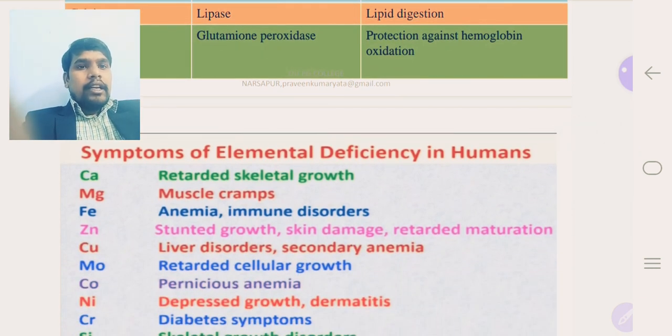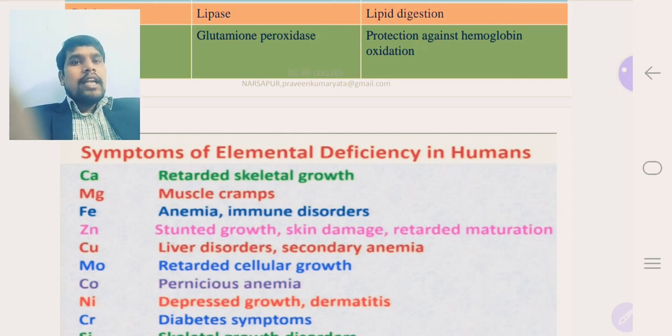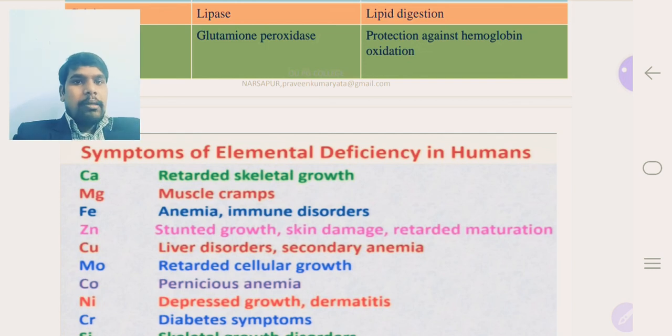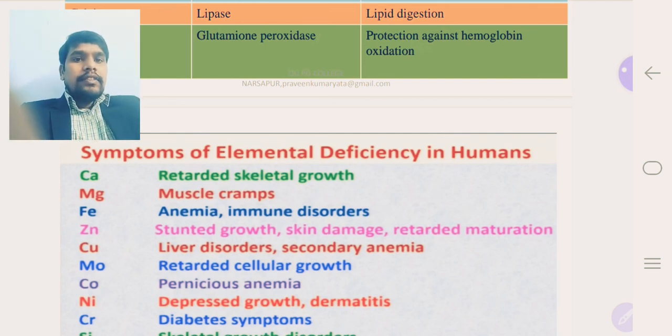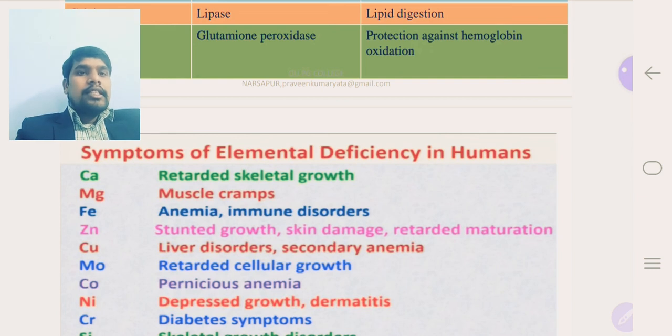Symptoms of elemental deficiency in humans. Some metal ion deficiencies cause diseases in our human body. Let us see some of the symptoms. Calcium deficiency causes retarded skeletal growth. Magnesium deficiency causes muscle cramps. Iron deficiency causes anemia and immune disorder, mainly in ladies, where we get anemia patients. And zinc deficiency causes stunted growth, skin disease, and retarded mutation.